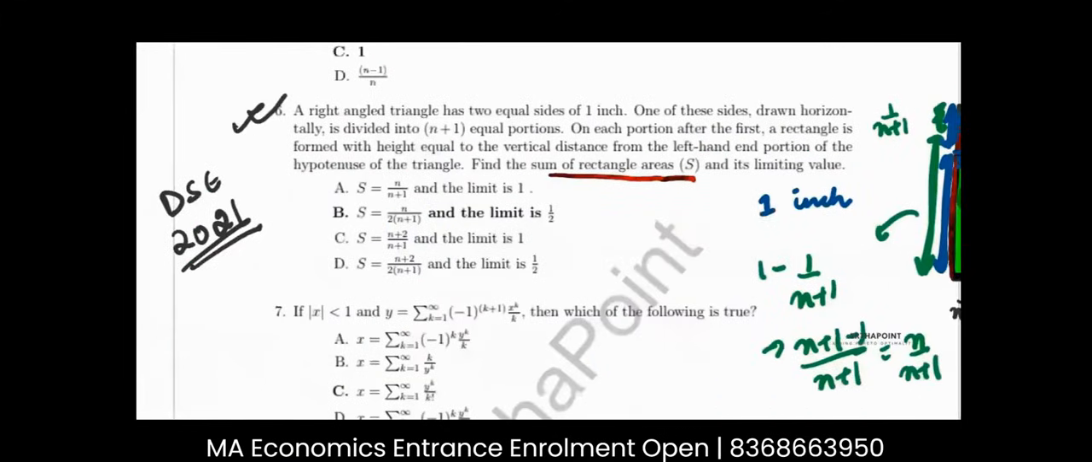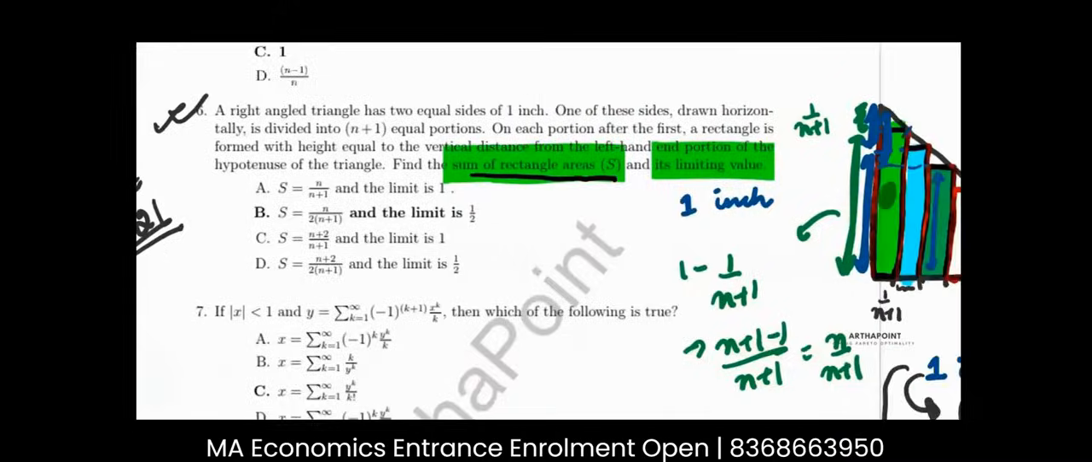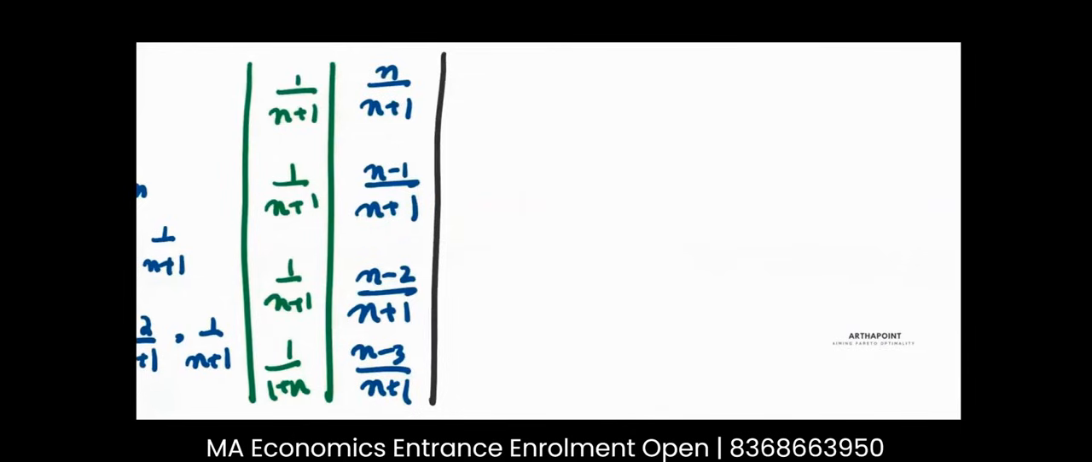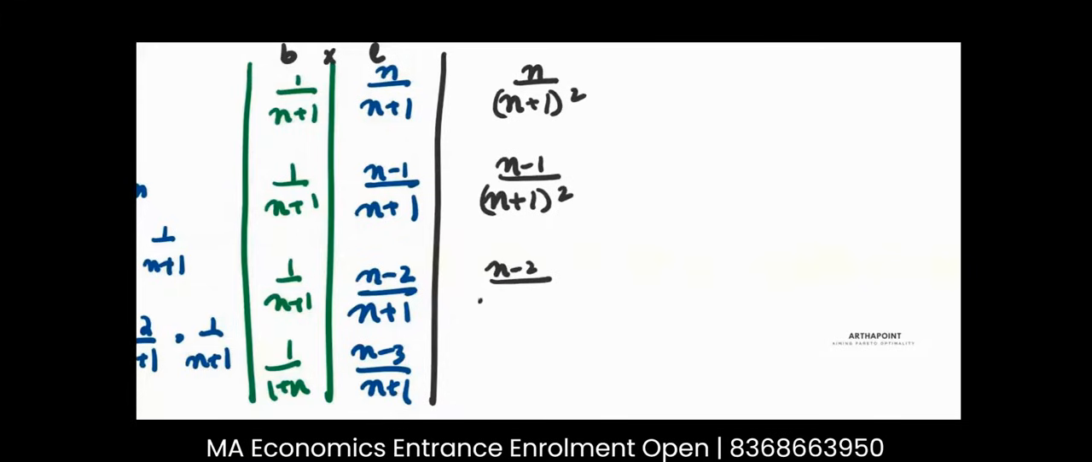Now it says, find the sum of rectangle areas and its limiting value. So first of all, let me find the sum of the area. What is the area? Area is length into breadth. So it will be n upon n plus 1 whole square, n minus 1 upon n plus 1 whole square, n minus 2 upon n plus 1 whole square, n minus 3 upon n plus 1 whole square, and so on. So if I have to add it, it would be a series.